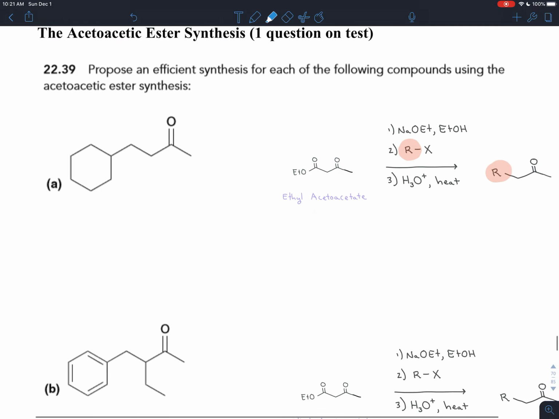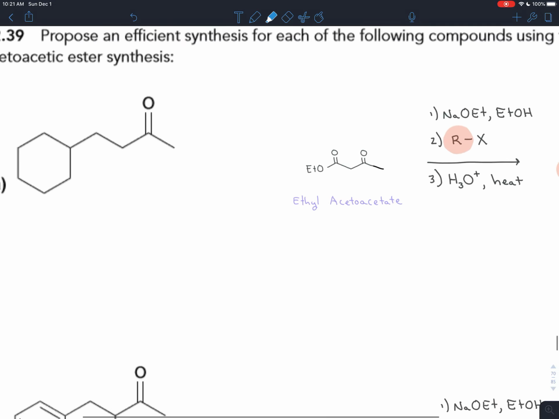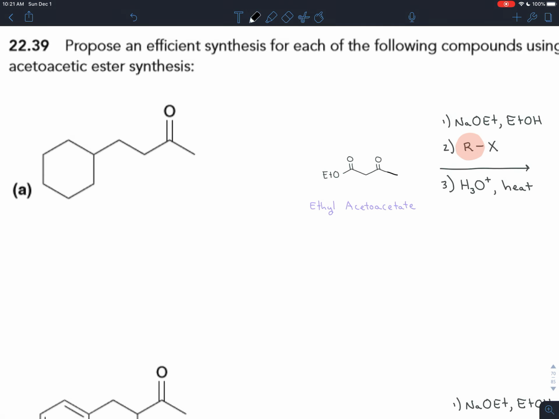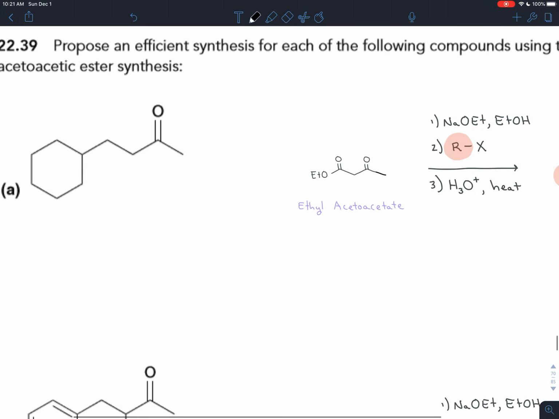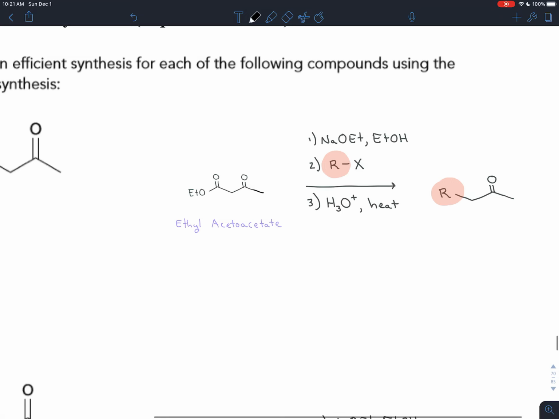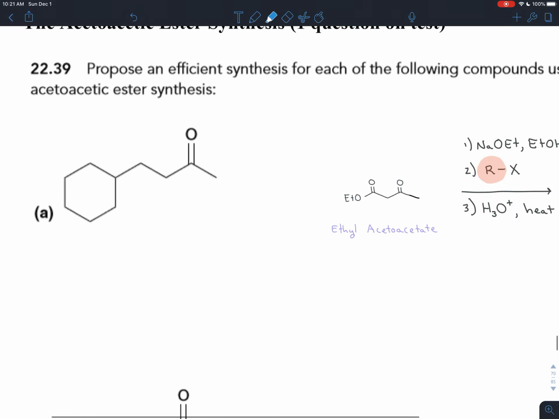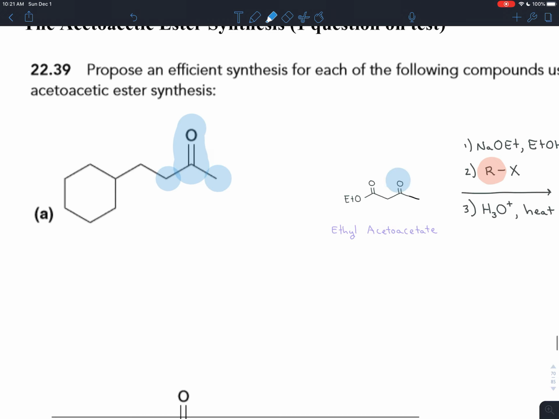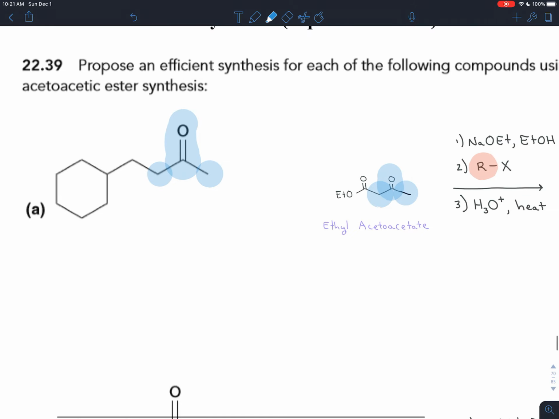So when we look at this molecule in A, we know that you always start with ethyl acetoacetate and sodium ethoxide. And to figure out what alkyl halide we have to use for this, we would just highlight the carbonyl and the carbons on each side. Those are all going to be contributed by ethyl acetoacetate. And so they're not going to have to come from the alkyl halide.